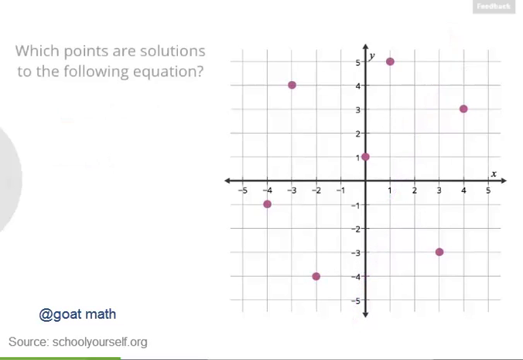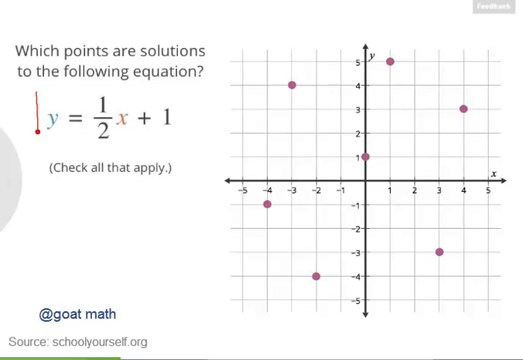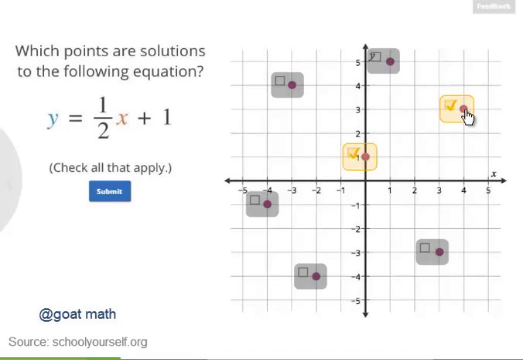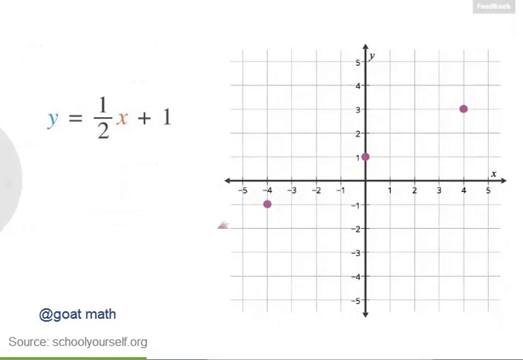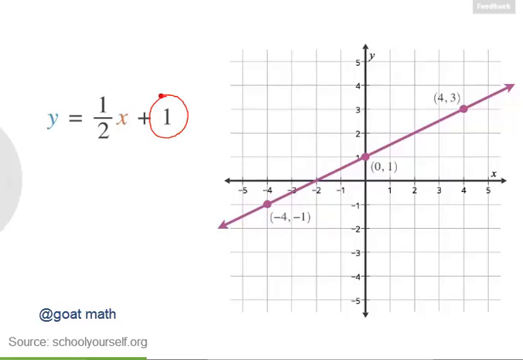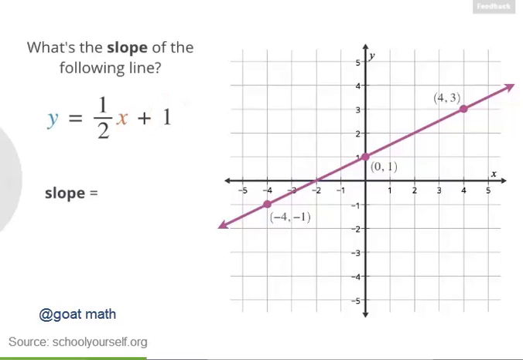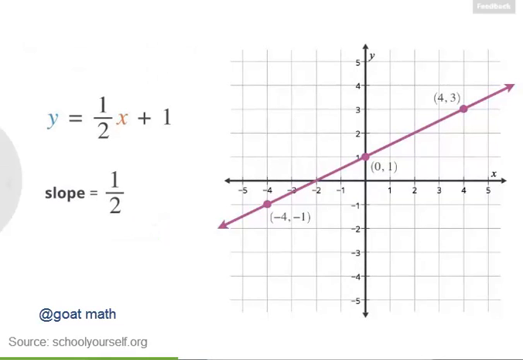Of these points here, which are solutions to the equation y equals 1/2 x plus 1? Right, these 3 points are solutions. And here's the line for the equation. Sure enough, it has a y-intercept of 1, which is this number over here. But what's the slope of this line? Precisely, the slope of this line is 1/2, which again equals the coefficient of the x term.